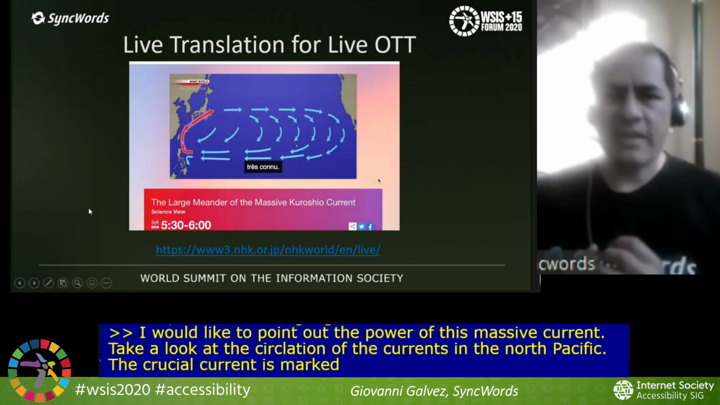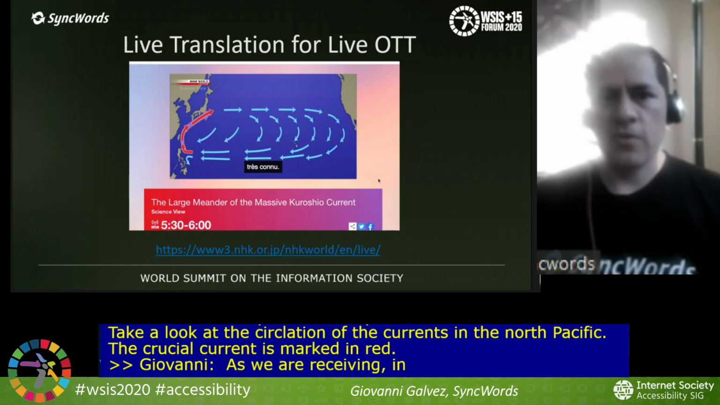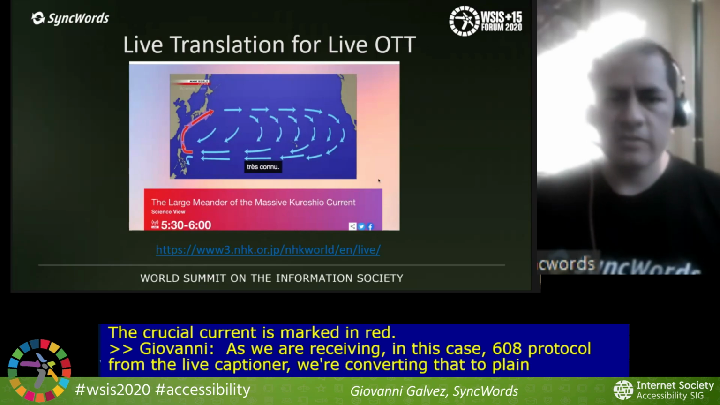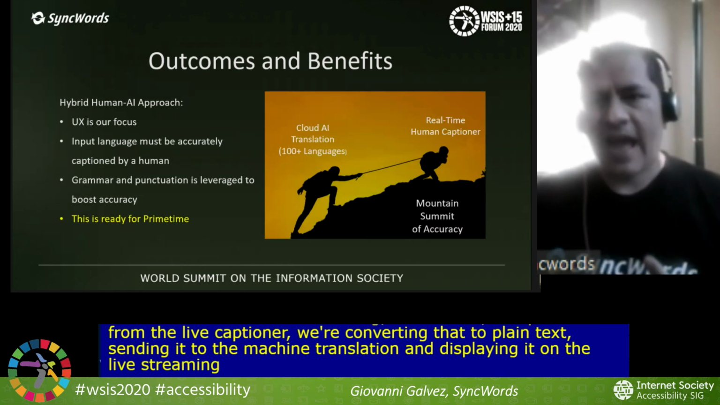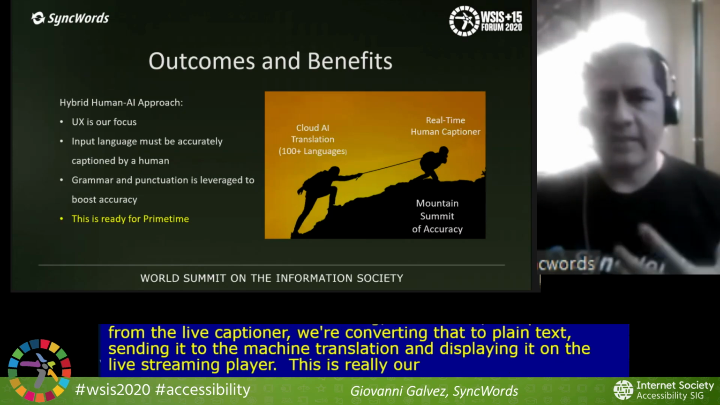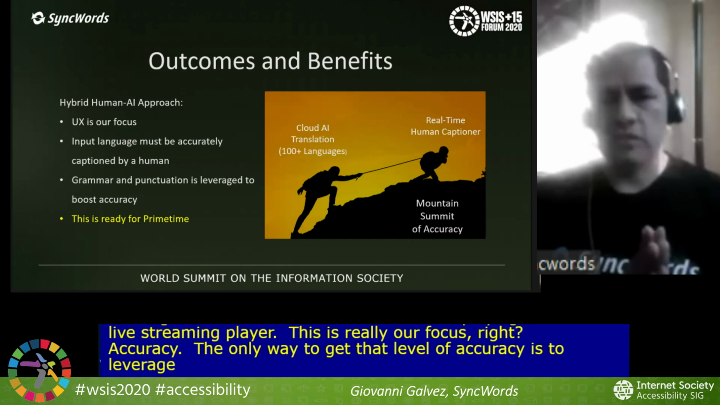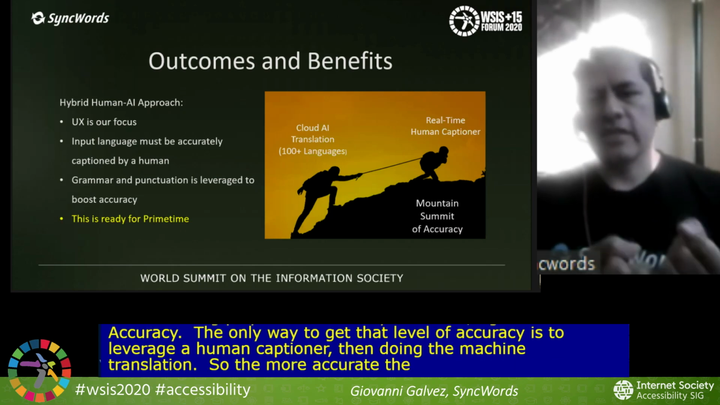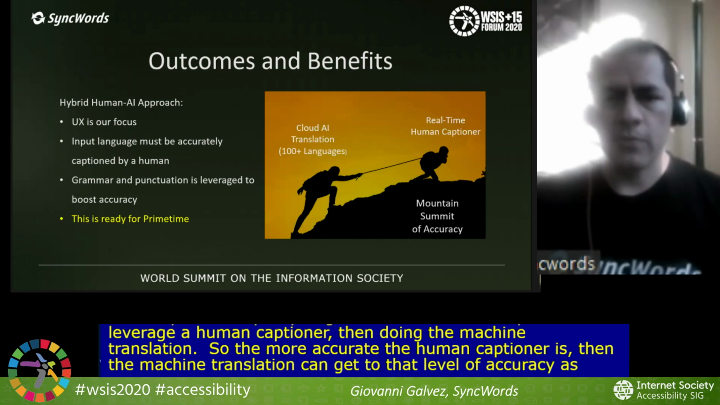So as we're receiving, in this case, 608 protocol from the live captioner, we're then converting that to plain text, sending it to the machine translation, and then displaying it on this live streaming player. So this is really our focus, right? Accuracy. And the only way to get that level of accuracy is to leverage a human captioner and then do the machine translation. So the more accurate the human captioner is, the more the machine translation can get to that level of accuracy as well. And this is something that's absolutely ready for prime time.